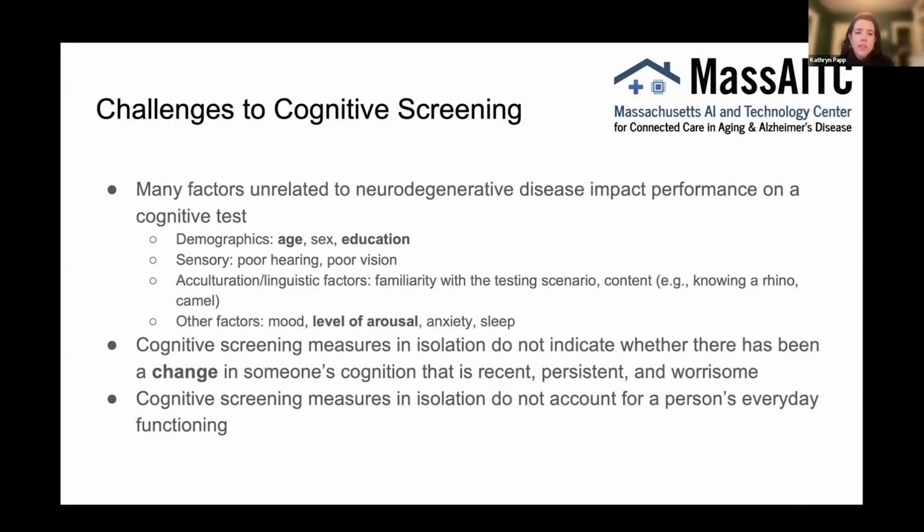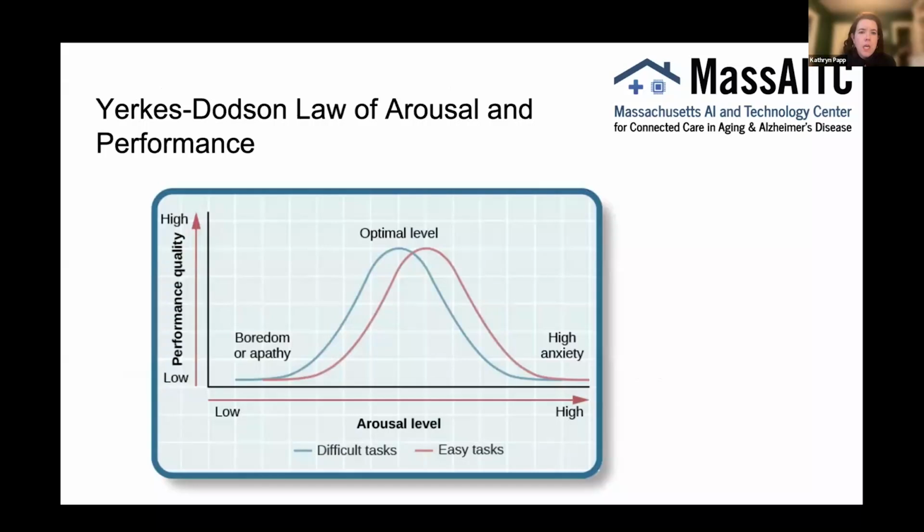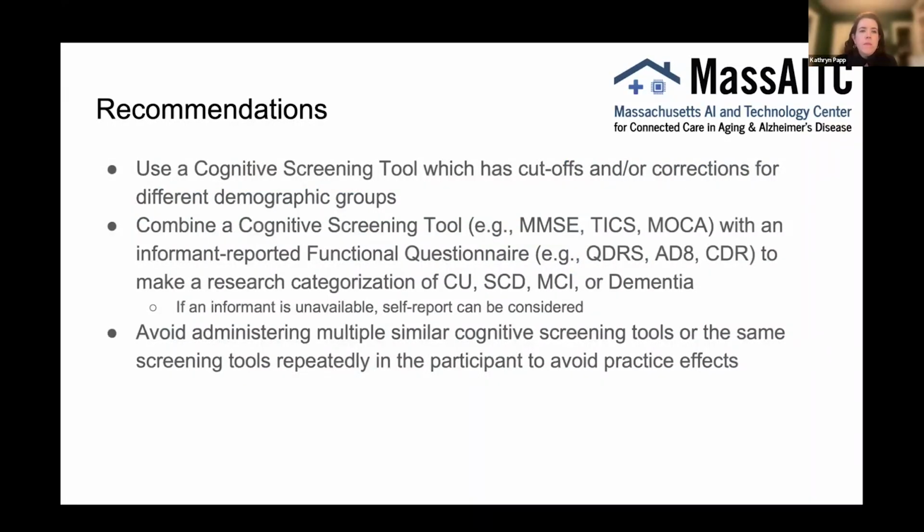And in part, what's important is that cognitive screening should not occur in isolation, because when we're talking about a functional disorder, which is MCI and dementia, we have to account for whether there's been change in everyday functioning or whether the everyday functioning is preserved to really contextualize, again, how someone does on a cognitive screen. So my recommendation would be, and this is what I've observed as being the most successful approach, is using a cognitive screening tool which has cutoffs and/or corrections for different demographic groups.